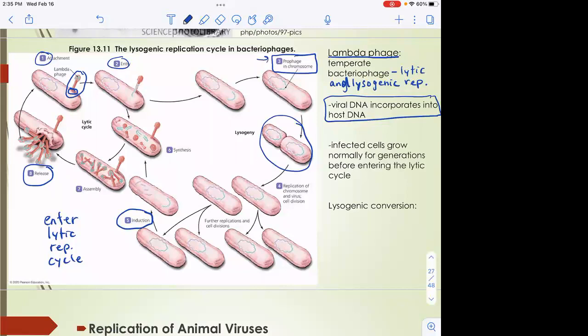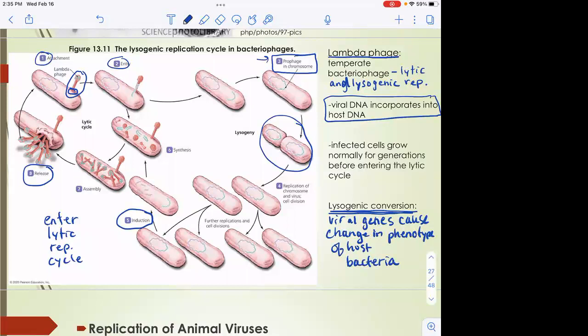We do know that sometimes there can be some lysogenic conversion. That means that viral genes can cause a change in the phenotype of that host bacteria. So it makes sense, it's incorporating right there into the chromosome. And again, we call that lysogenic conversion.